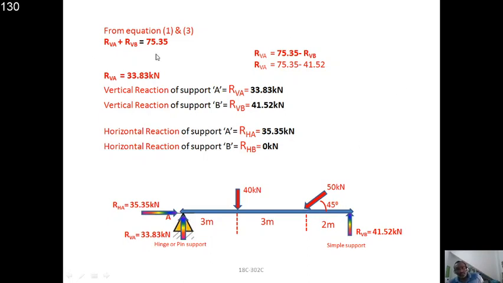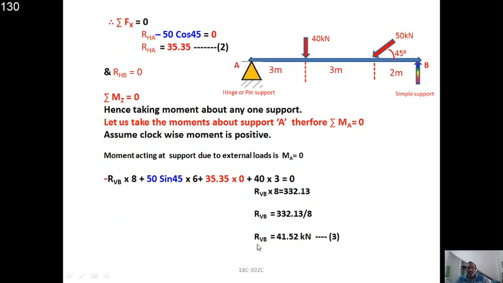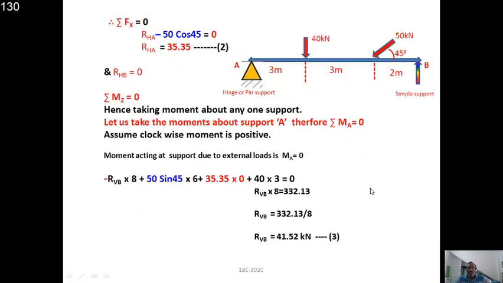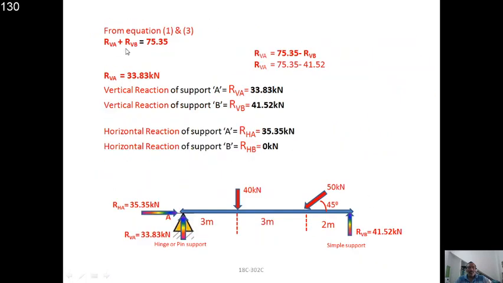Substitute the equations 1 and 3. So 1 and 3, what are the 1 and 3? 3 is the RVB value. 1 is RVA plus RVB is equal to 75.35. So the same equations are written here, RVA plus RVB. Then substitute the RVB value in that equation, RVB 41.52. Then you get RVA is equal to 33.83 kilonewtons.